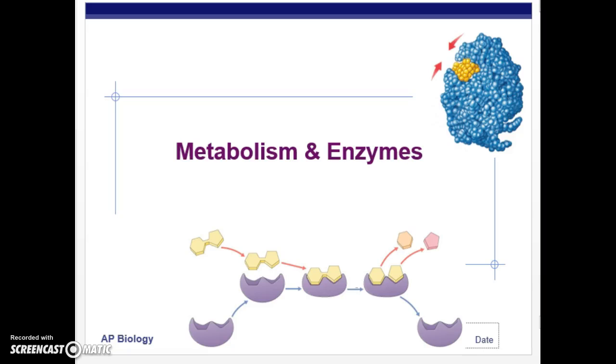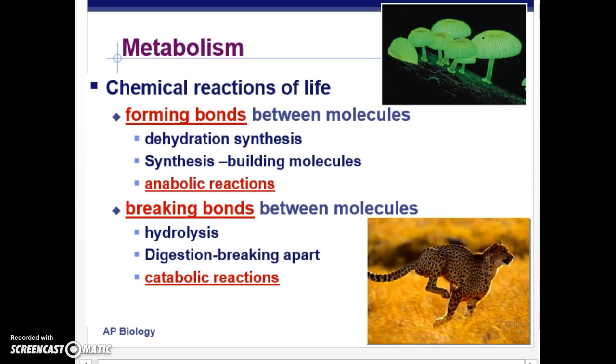This is part one of Chapter 8's lecture on metabolism and enzymes. And again, we've gone through a lot of this in class, so I'm going to quickly go through some of this. But first of all, we'll start with talking on metabolism.